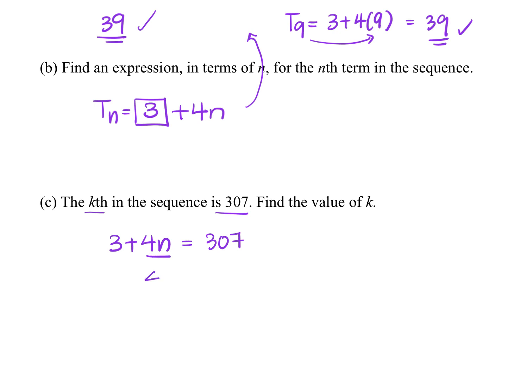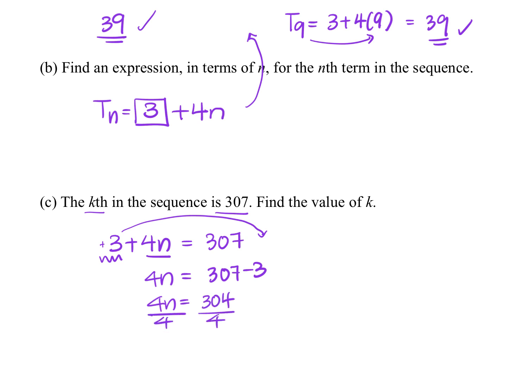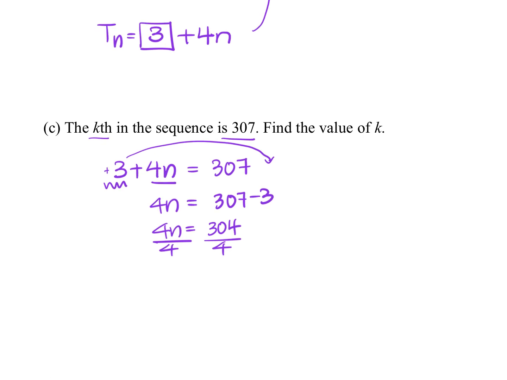So I'm going to keep this as 4n. This is plus 3, so I'm going to undo it and minus 3. 4n is the number 304. Then I'm going to divide by 4 to find n. Oh, wait a minute. Give me a minute. Something is wrong. This is the number 76.